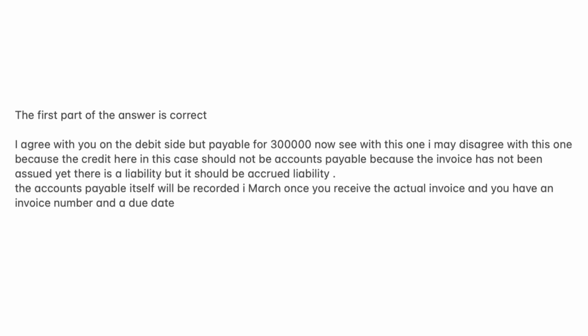Now see, with this one I may disagree, because the credit here in this case should not be accounts payable because the invoice has not been issued yet. There is a liability, but it should be accrued liability. The accounts payable itself will be recorded in March once you receive the actual invoice and you have an invoice number and a due date.